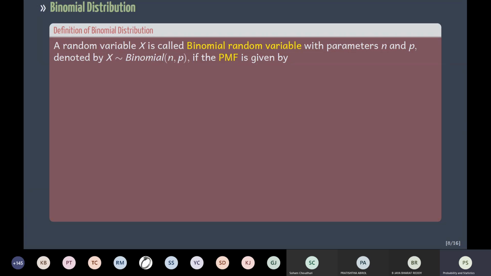Then the next distribution that we are interested in is something called the binomial distribution. A random variable X is called binomial with parameters n and p, denoted by X is binomial(n, p), if the PMF is given by this. We have done this before when we were doing probability using counting arguments and so on. You can already guess what type of events this probability stands for.